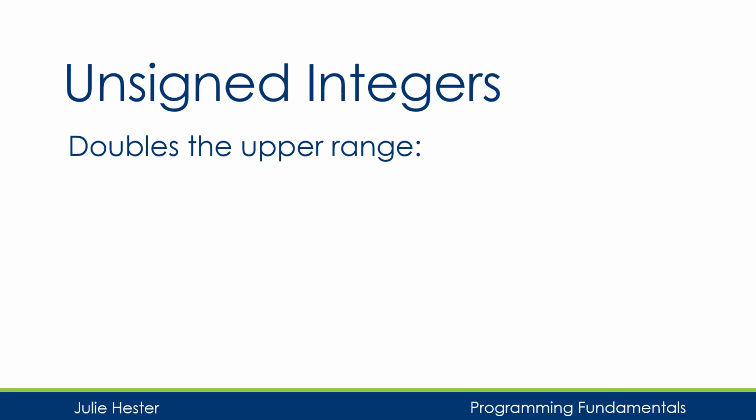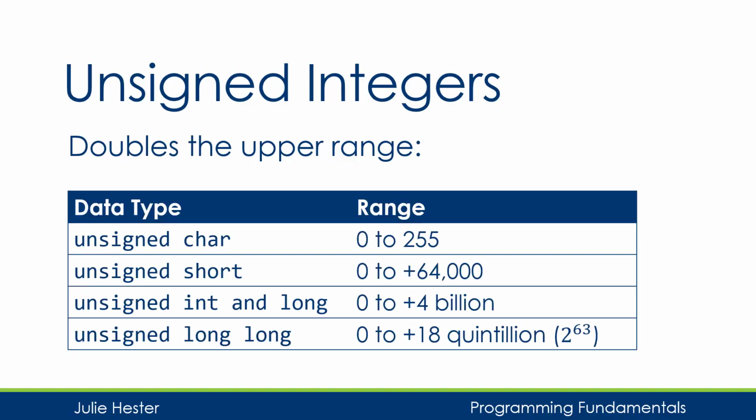And if we want to further extend the upper range of numbers, we can use unsigned data types. And with these data types, we're no longer using a bit to store whether a number is positive or negative. So now we can have an upper range that's twice as big. And this is what these are going to look like. The data types have the same names, but now the word unsigned is in front of the data type.